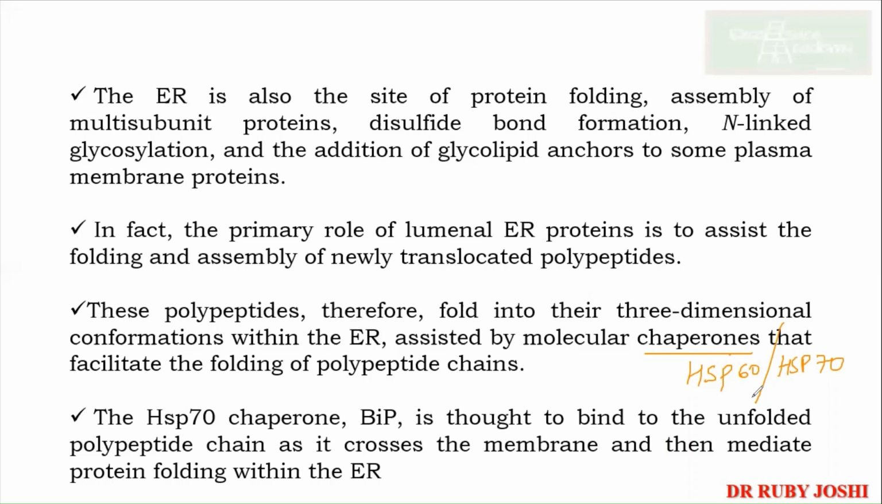Yeah, sorry. So same way HSP 60 also has got a different name. In the case of HSP 60, it is known as chaperonins. So HSP 70, it is BIP. It is thought to bind to the unfolded protein. See, here you need to understand that these are the chaperones which help in the protein folding of an unfolded polypeptide chain. Then we do have the chaperones which help in the folding of the misfolded proteins.